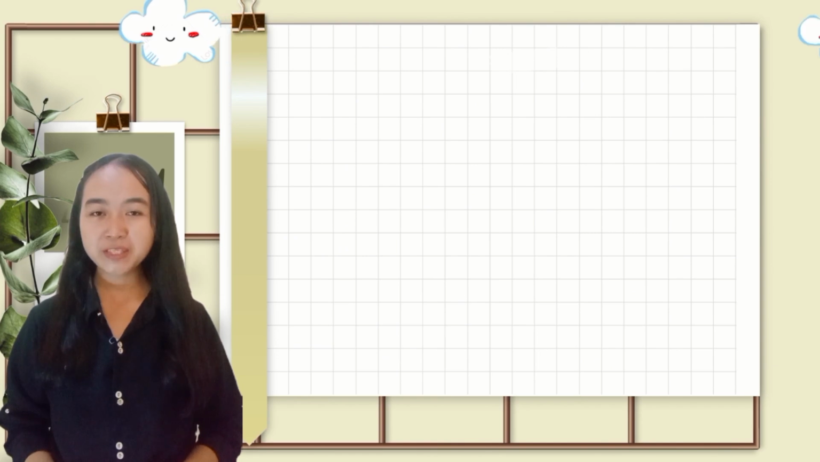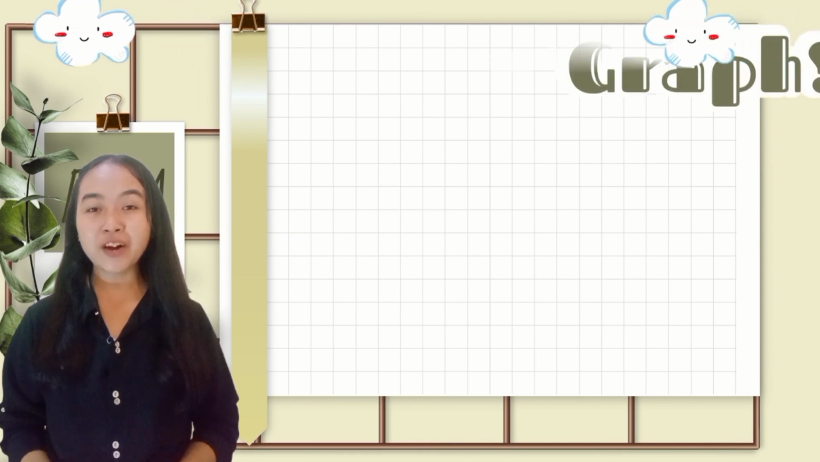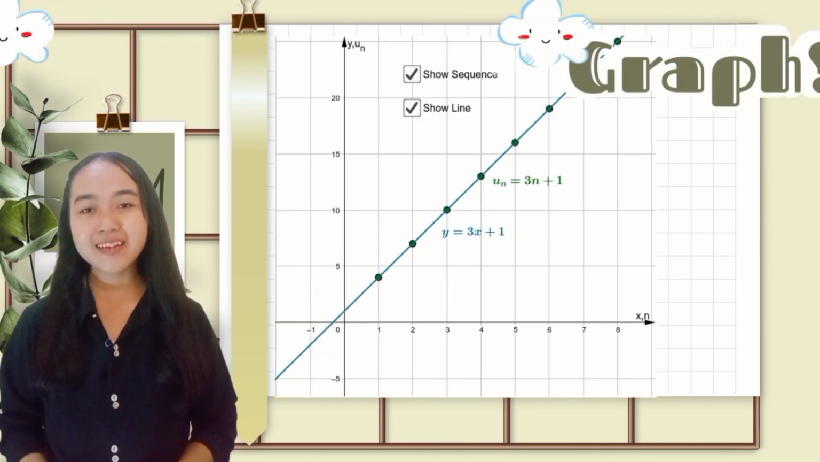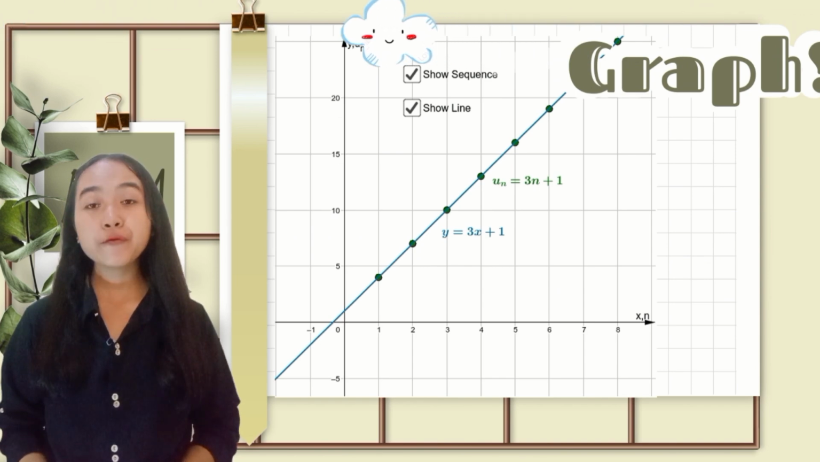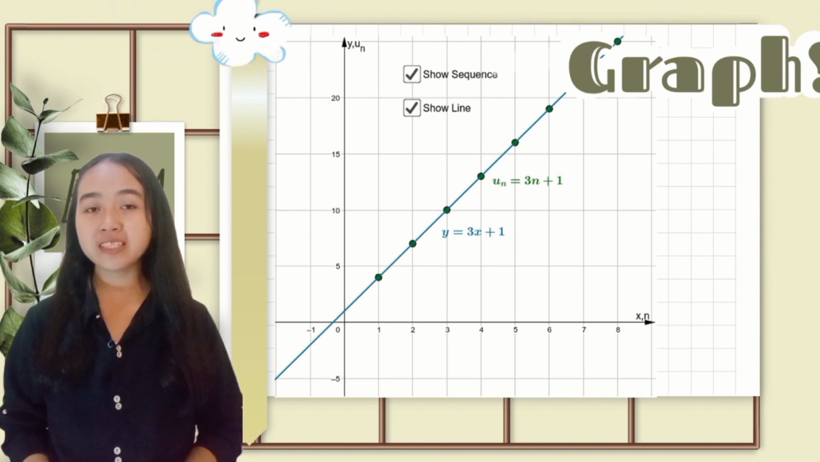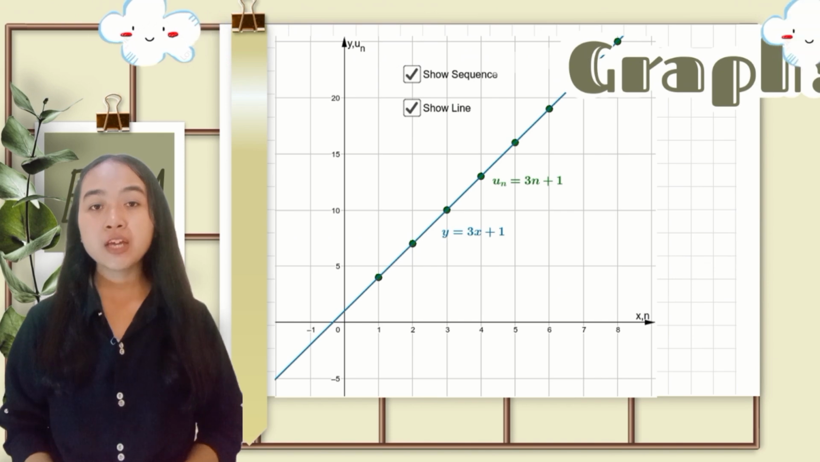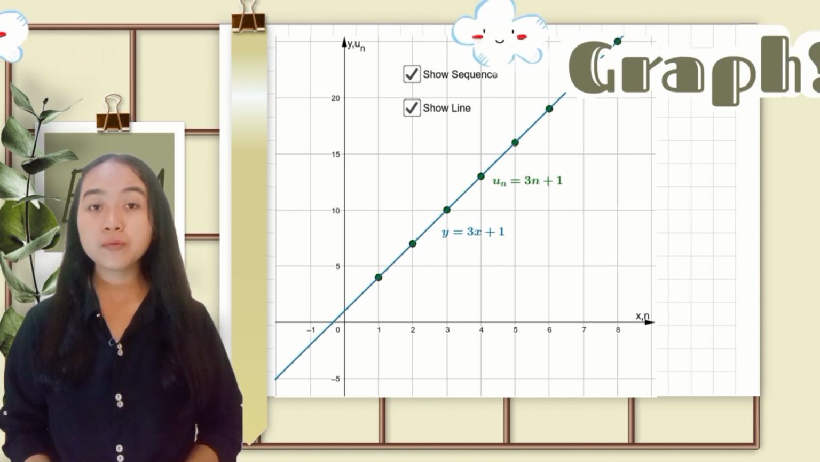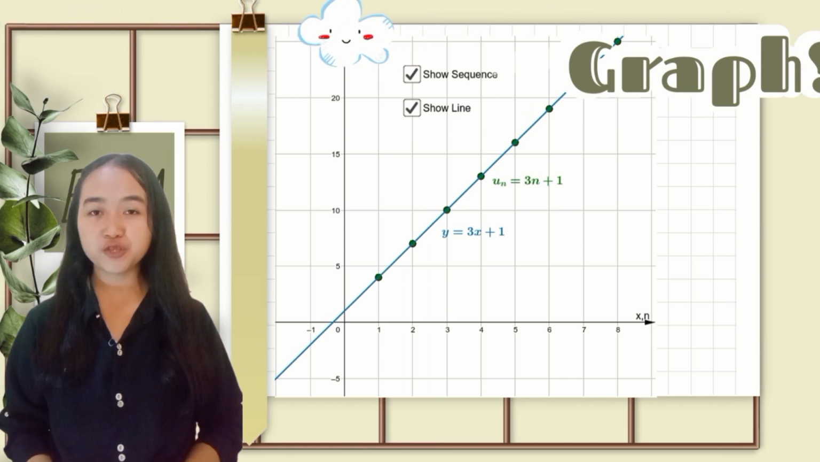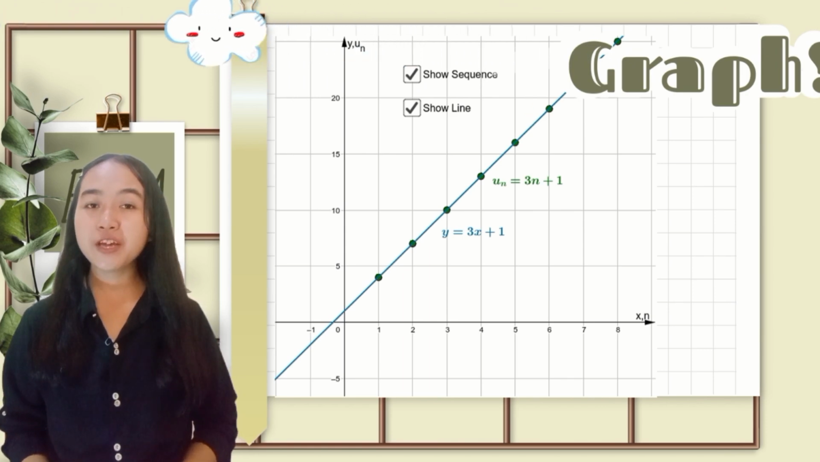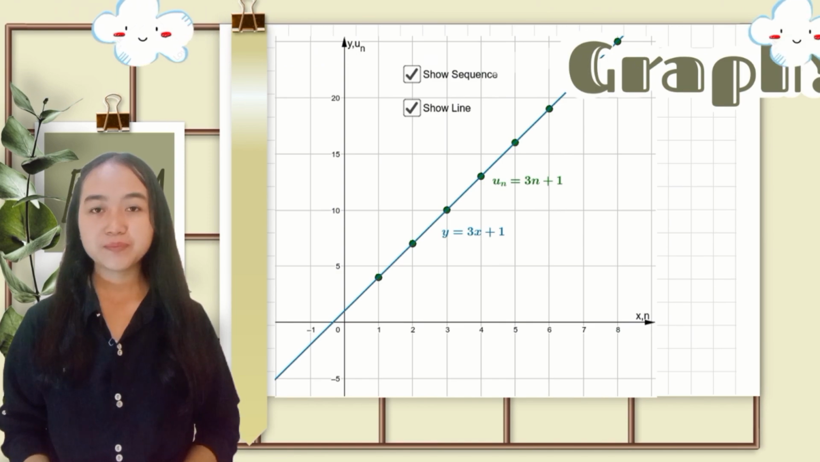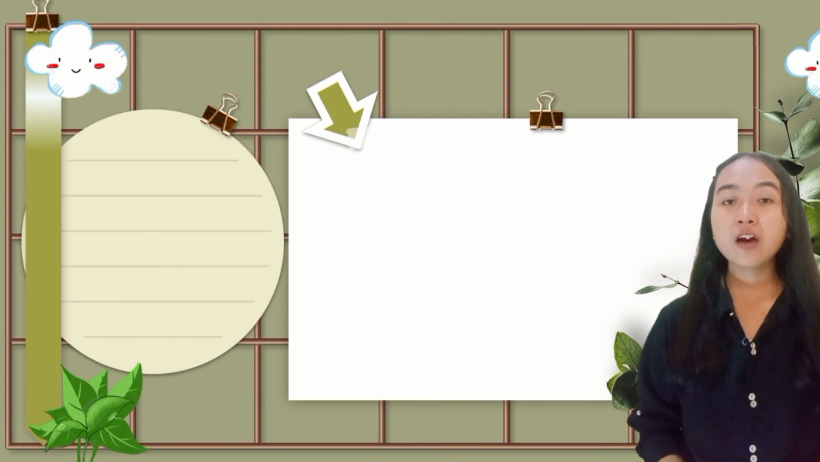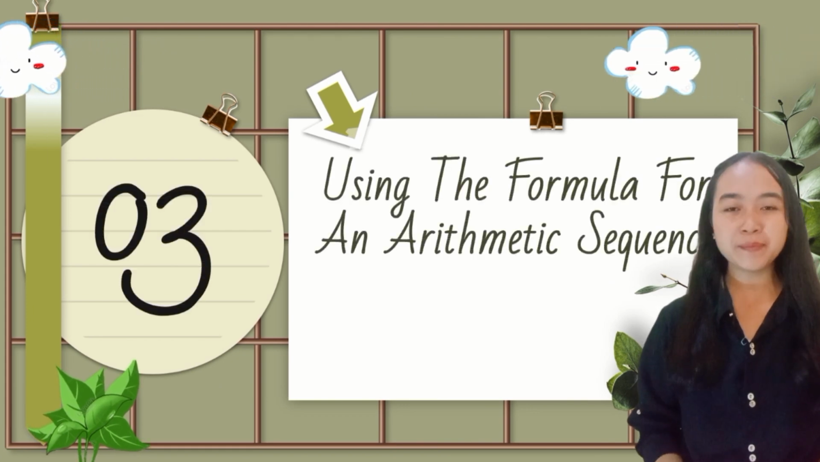And for your information, arithmetic sequences are also known as linear sequences. If we represented an arithmetic sequence on a graph, it would form a straight line as it goes up or down by the same amount each time. Here linear means straight. Okay, next we will learn how to use the formula for an arithmetic sequence.